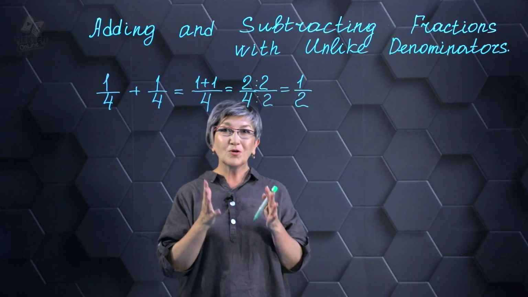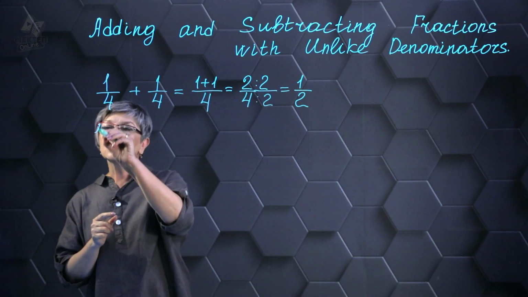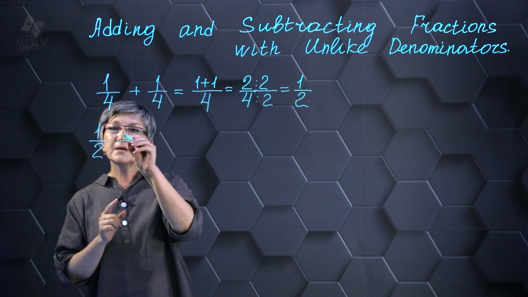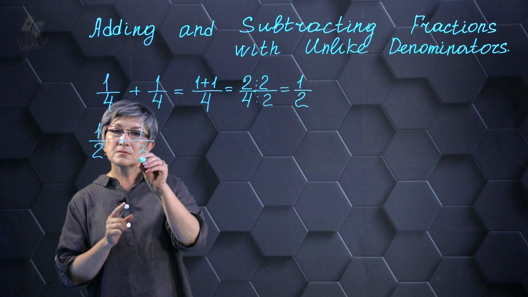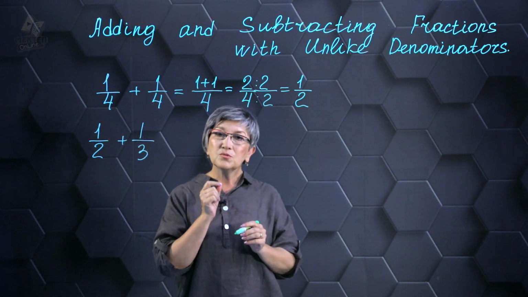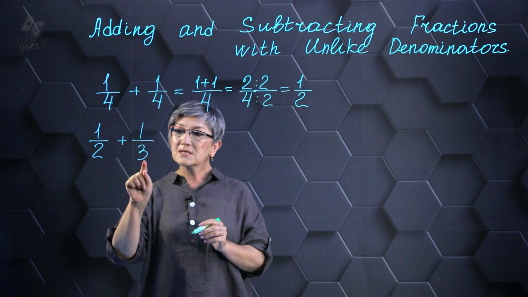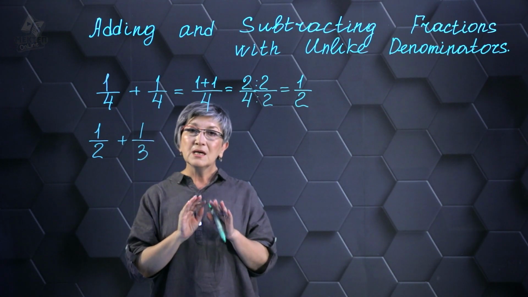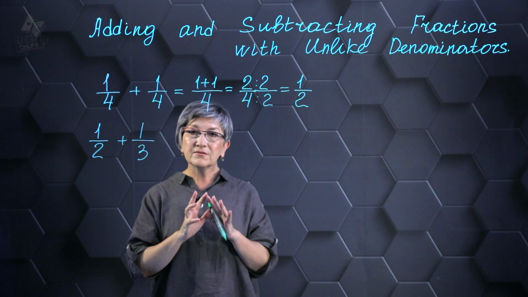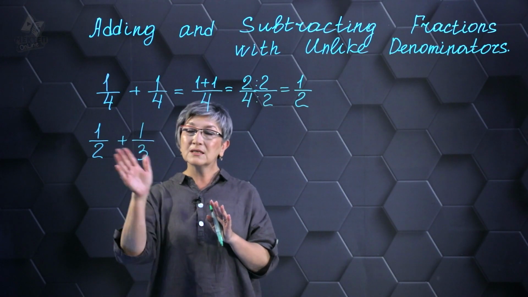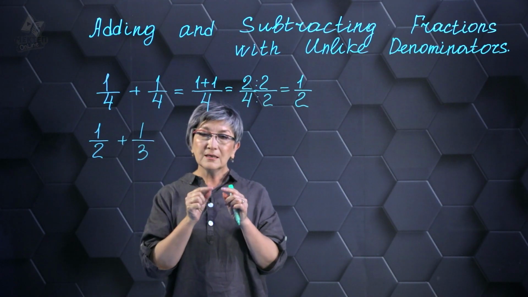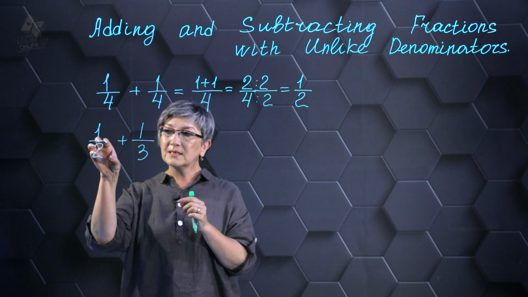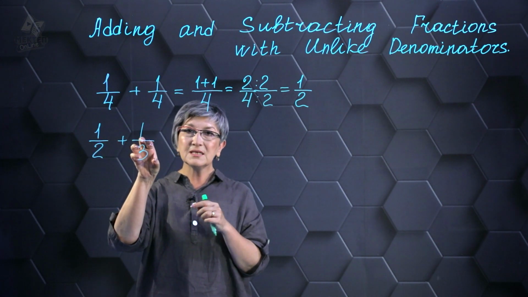Now let's consider another example. For instance, we need to add 1/2 to 1/3 in order to calculate the total. The first thing we do is look at the denominators. Our denominators are not equal. If the denominators are not equal, I can't add the fractions. First, I need to make sure that this denominator and this denominator are the same.